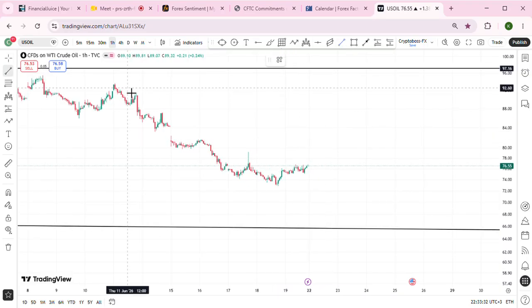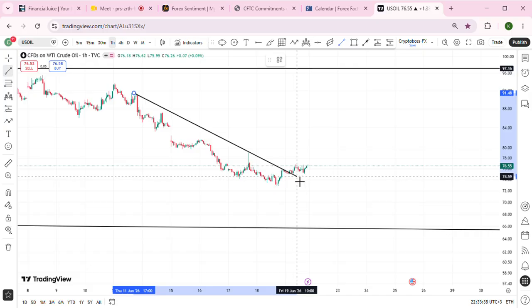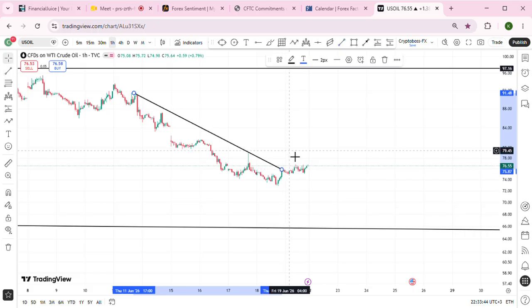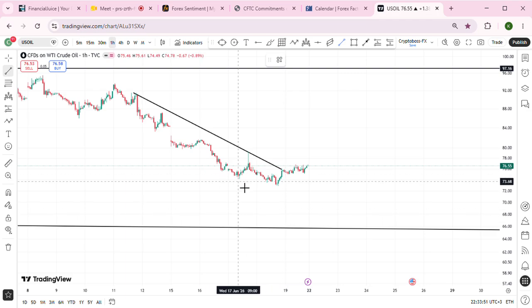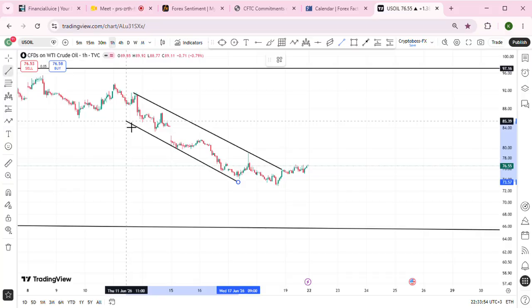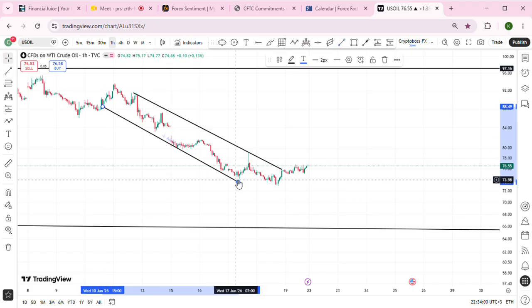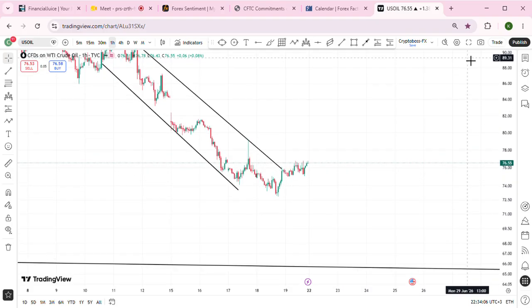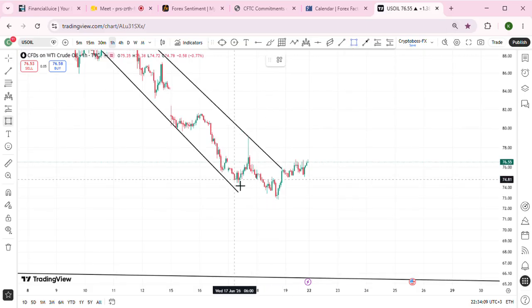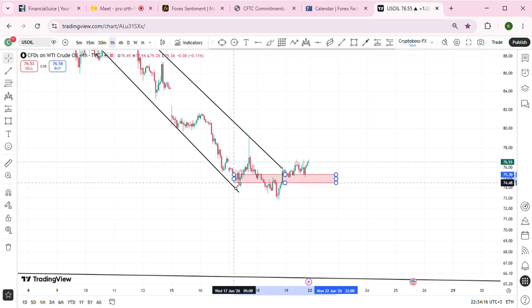So you can see the market has been trending in this bearish trend, and then it broke out and retested, and by so doing, the market has given us something very sweet actually. The market has given us an inverted head and shoulders.